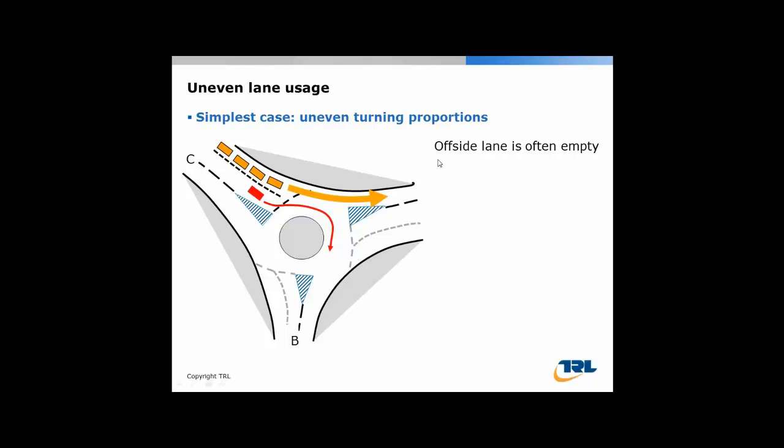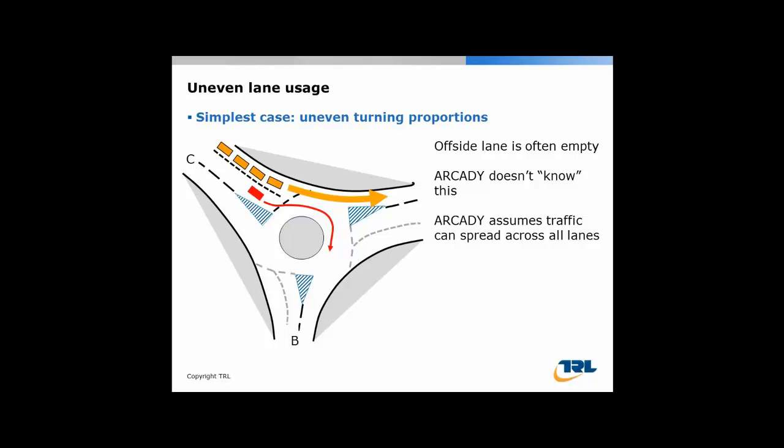So what happens here is the offside lane tends to be fairly empty. You can see there's blank space here that's wasted. The difficulty in ARCADY is the model doesn't really know that, it's not aware of it, because it hasn't had that level of detail in it.